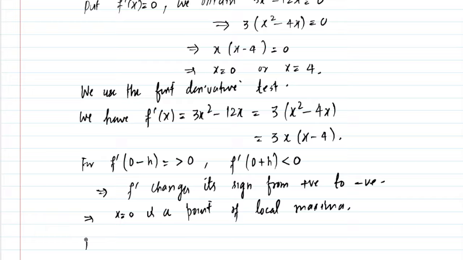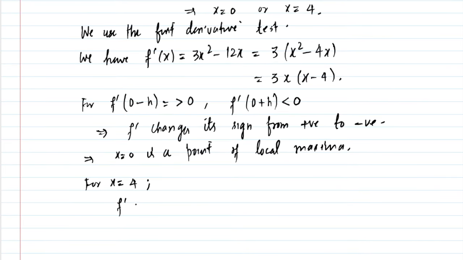Now for point 2, for x equal to the second extreme point 4, let's evaluate f dash of, suppose, 4 minus h. Now again looking at this function, if we substitute a value of x which is slightly less than 4, this 3 into x becomes positive. And here, slightly less than 4 minus 4 is negative. So therefore this becomes negative.